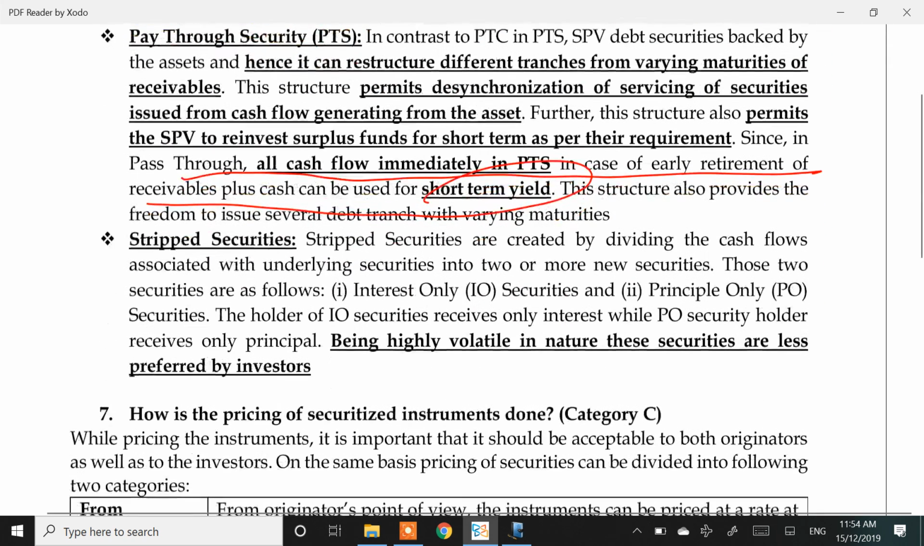Stripped securities are those where you earn only on the interest side or only on the principal side. Interest only securities will receive interest, while principal only securities will receive only principal. This is highly volatile and less preferred by investors, and is not normally what is preferred in the market.